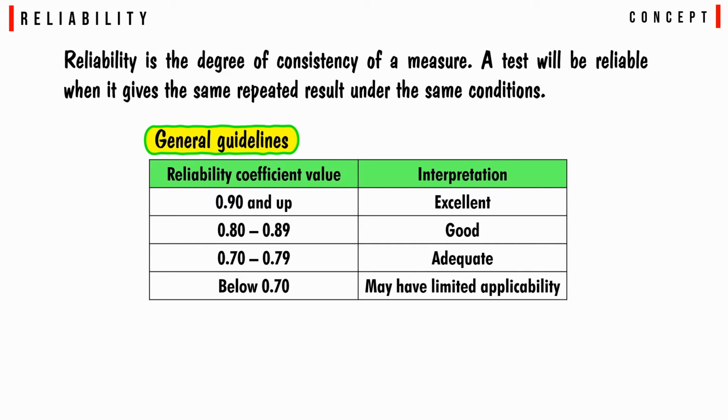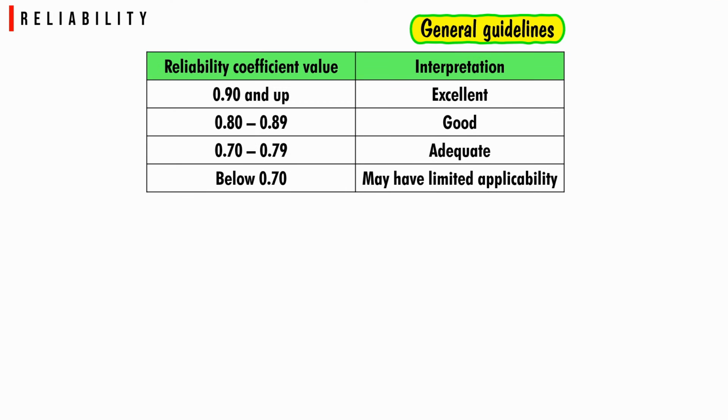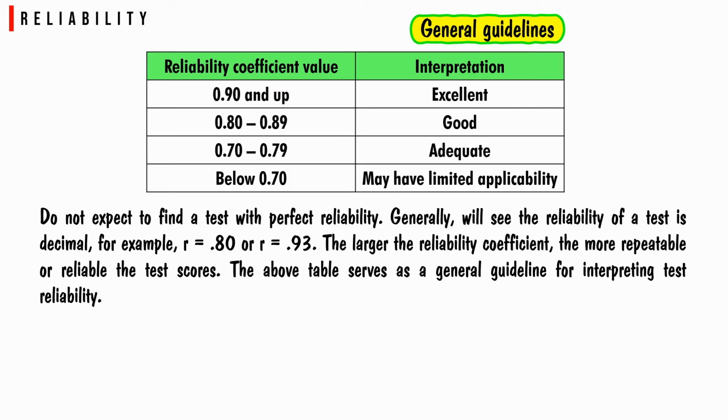This table in the picture shows general guidelines to determine the reliability coefficient. The reliability of a test is indicated by the reliability coefficient, denoted by the letter R, and is expressed as a number ranging between 0 and 1, with R equal to 0 indicating no reliability and R equal to 1 indicating perfect reliability. Do not expect to find a test with perfect reliability. Generally, we will see the reliability of a test is a decimal, for example, R equals 0.80 or R equals 0.93.